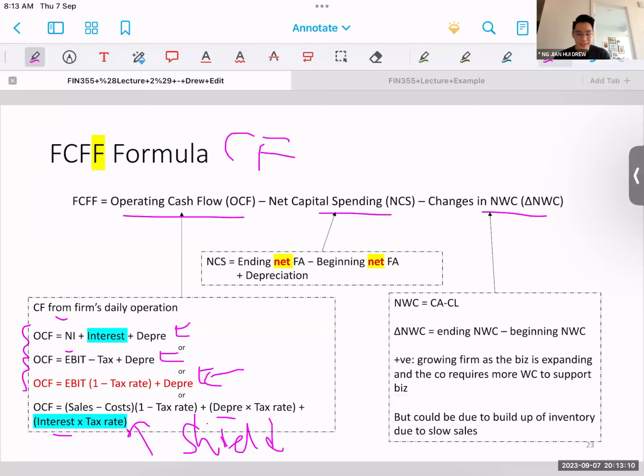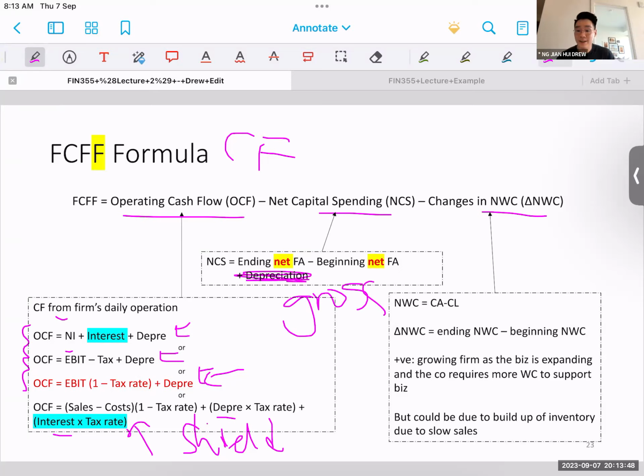What's important to take note of is that if you are given ending net fixed asset and beginning net fixed asset, anyone know what's the difference between net fixed asset and gross fixed asset? This is going back to accounting again. Yes, correct. Net is after depreciation. Perfect. So if you are given net fixed asset, then you have to add back your depreciation.